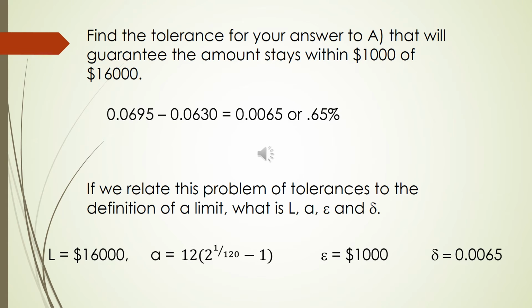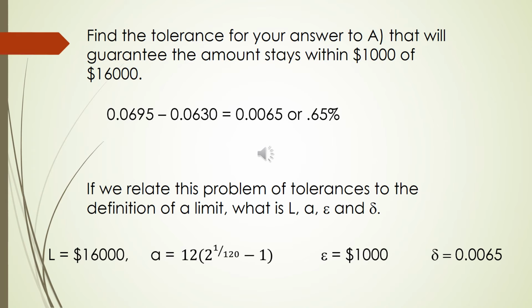So the tolerance for our output of $16,000 was $1,000. The tolerance for the interest rate turned out to be 0.65%, or 0.0065. That's the difference between the ideal interest rate that would give us $16,000 exactly and the interest rate that would give us our lower bound of $15,000. If you relate this to the idea of taking a limit, in this case, we would actually be taking a limit from the left-hand side because we're only interested in the lower bound.